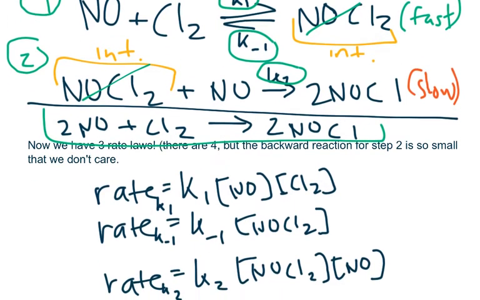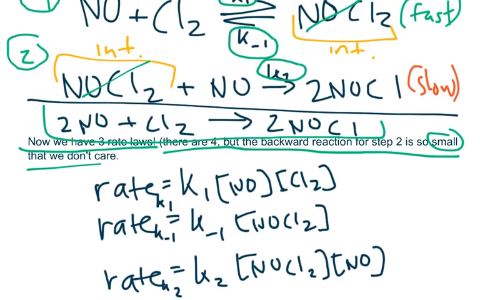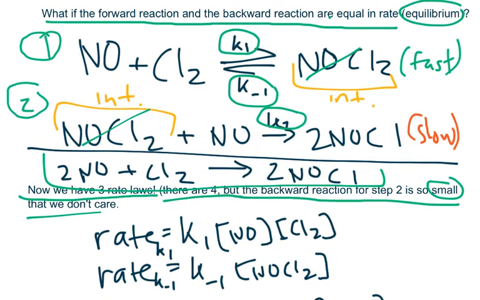So, we essentially have 3 rate laws that we can write. There are actually 4, but the backward reaction for step 2 is so small, as I mentioned in the previous slide, that we don't care about it. So, how do we write these rate laws for the 3 reactions? Well, we could write a rate law for the forward reaction indicated by k1. So, the rate indicated by k1 is equal to k1 times [NO] times [Cl2].